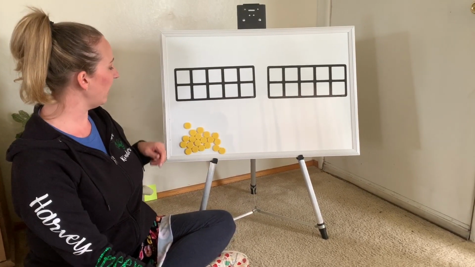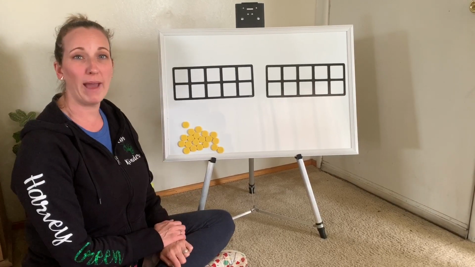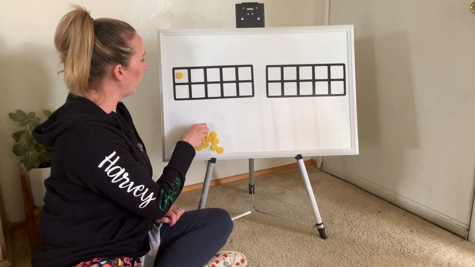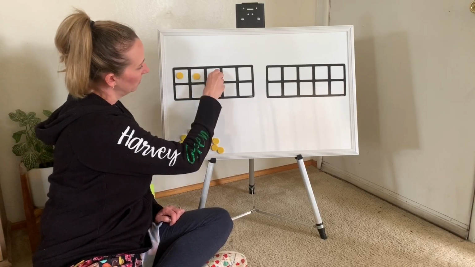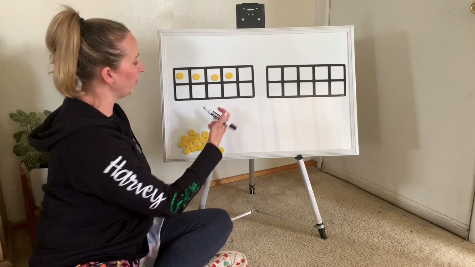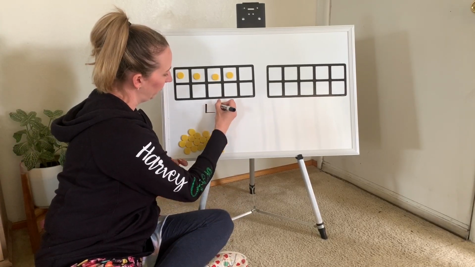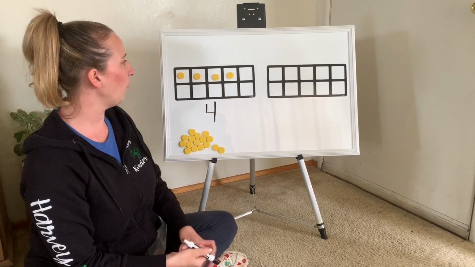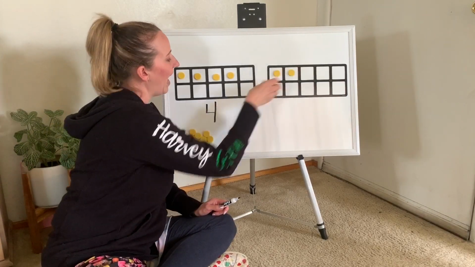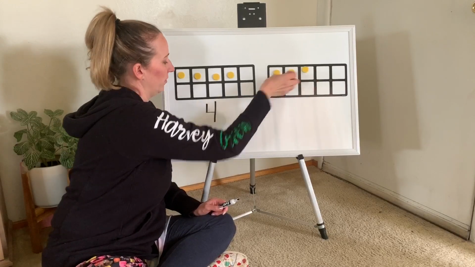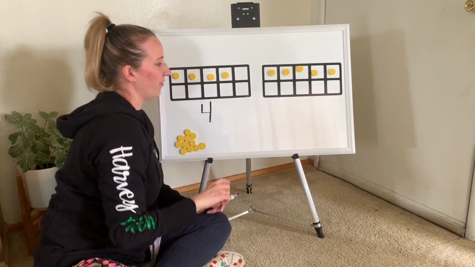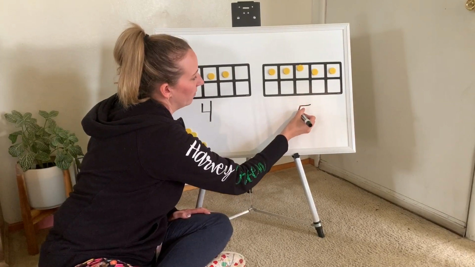All right, I have two 10 frames here. And inside my 10 frames, I'm going to put some of my yellow magnets, okay? So in this one, I'm going to put 4 circles. 1, 2, 3, 4. And then I'm going to write my number 4, the kindergarten way. On this side, I'm going to put 5 circles. 1, 2, 3, 4, 5. And I'm going to write the number 5.